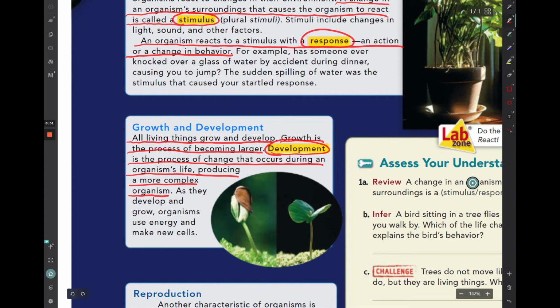So when a baby gets bigger, that's just growth. When a baby learns to crawl, learns to walk, learns to speak, those are developmental changes. So all organisms grow, meaning they get larger. They also develop, which means that they undergo changes that cause them to become a more complex organism.